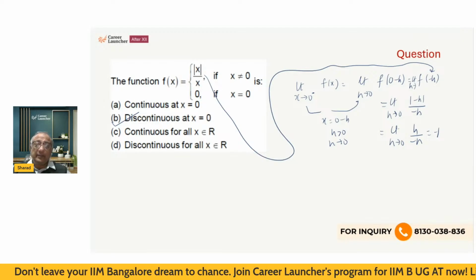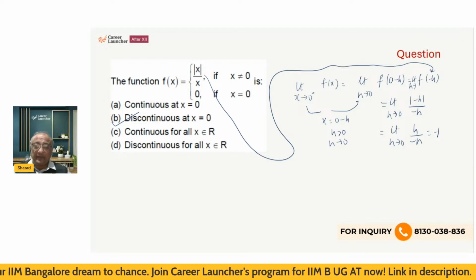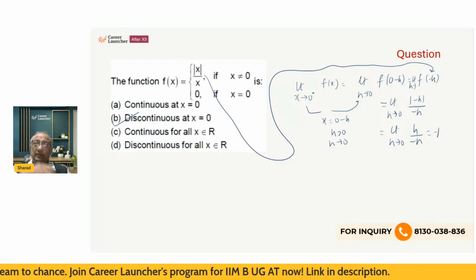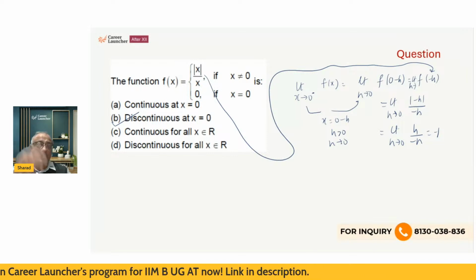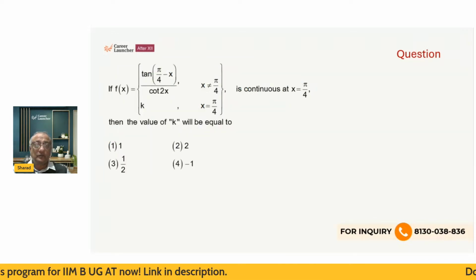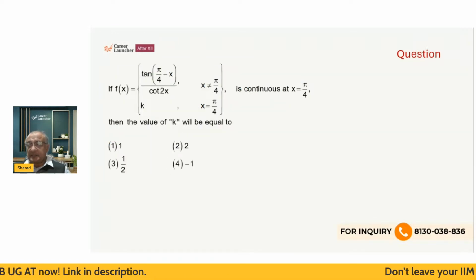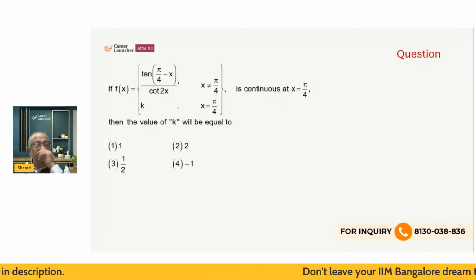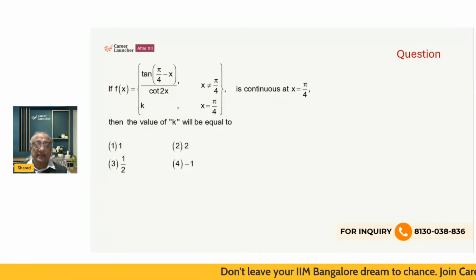What will right hand limit come? You can evaluate. That will come as plus 1. So you will have left hand limit something else, right hand limit something else, f of 0 something else. So of course, this is discontinuous. Let's solve this question, and then one question we will do on differentiability.